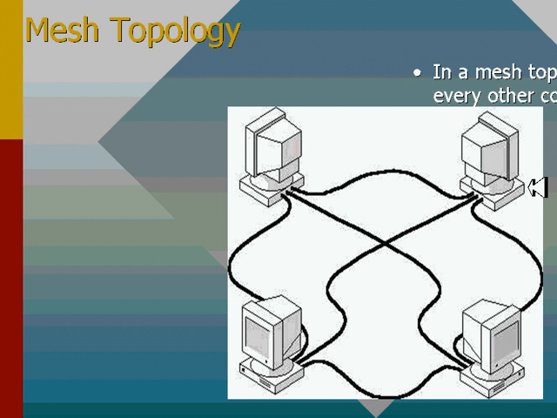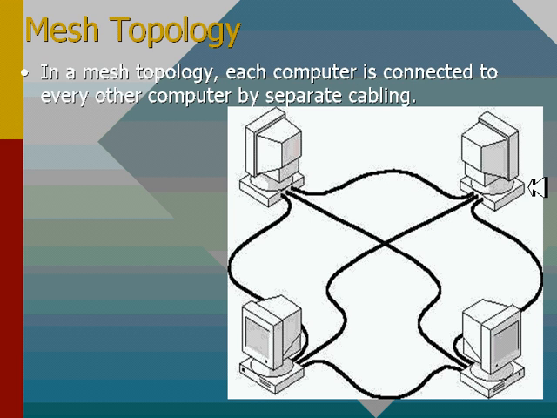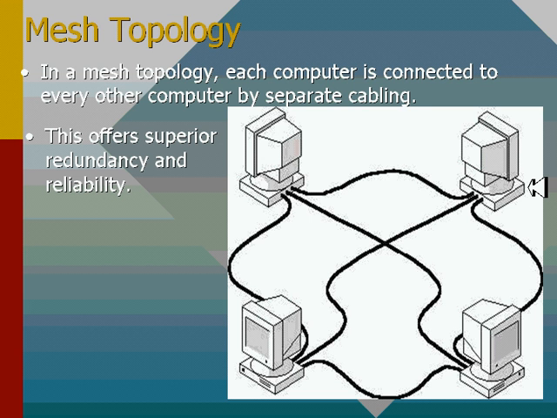Mesh topology. In a mesh topology, each computer is connected to every other computer by separate cabling. This offers superior redundancy and reliability. Often, a mesh topology will be used in conjunction with other topologies to form a hybrid topology.